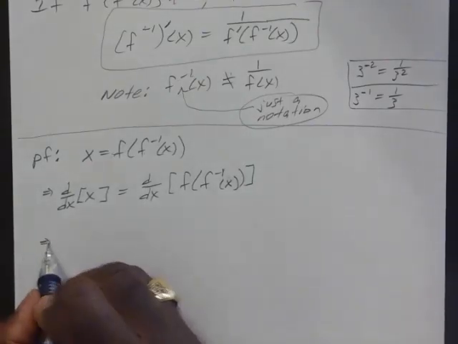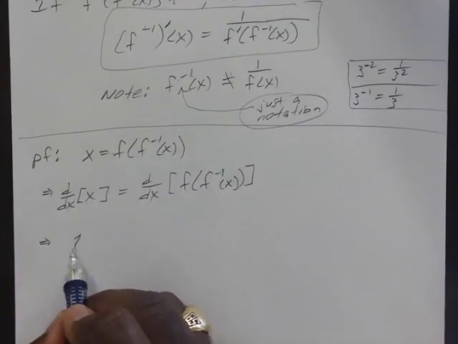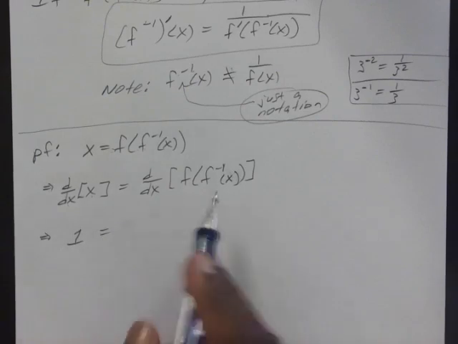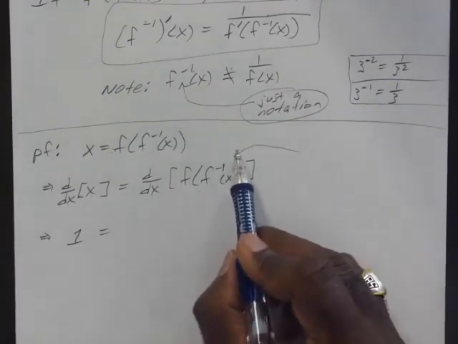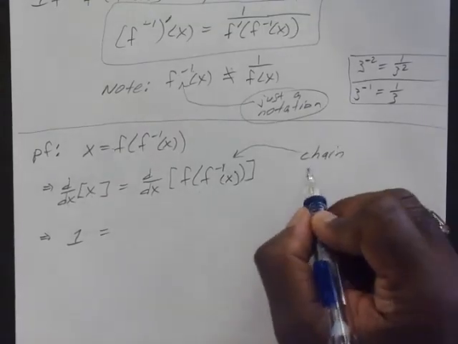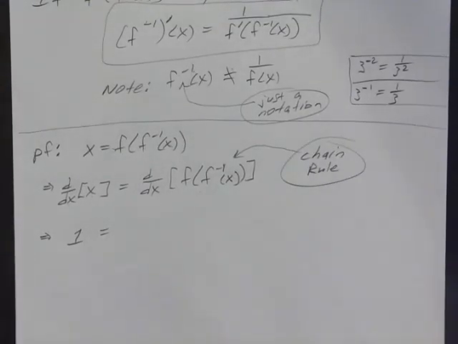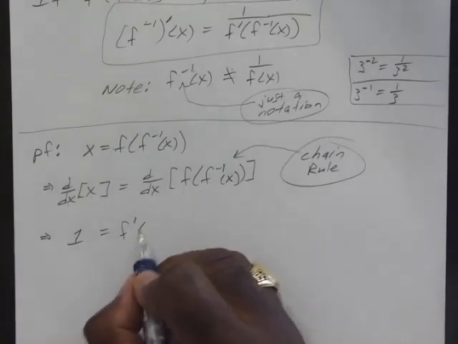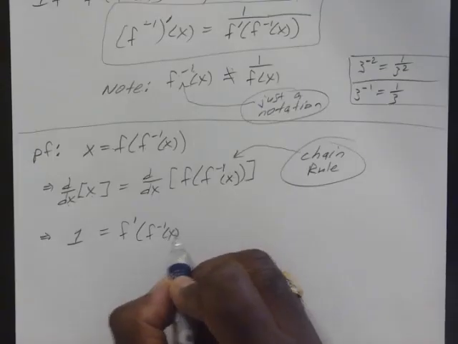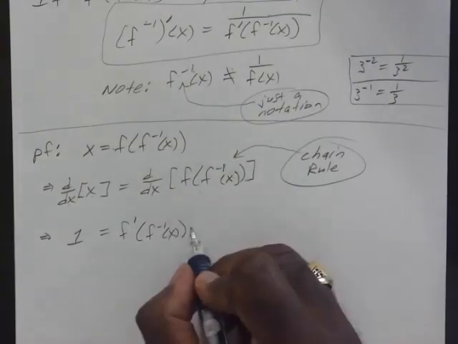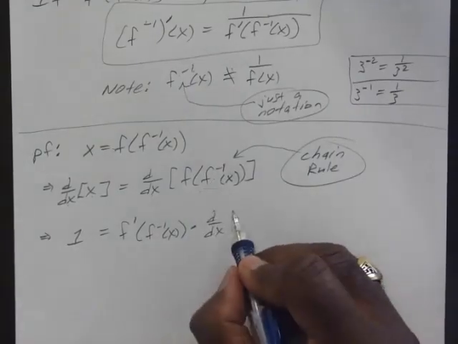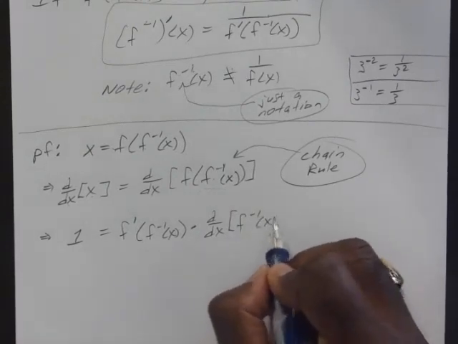Okay. Now for the left side, we know the derivative of x with respect to x is just 1. Now on the right side, we're actually going to have to use the chain rule. So that derivative is equal to the derivative of the whole thing, so f prime of f inverse of x, times the derivative of what's inside. So the derivative of f inverse of x.